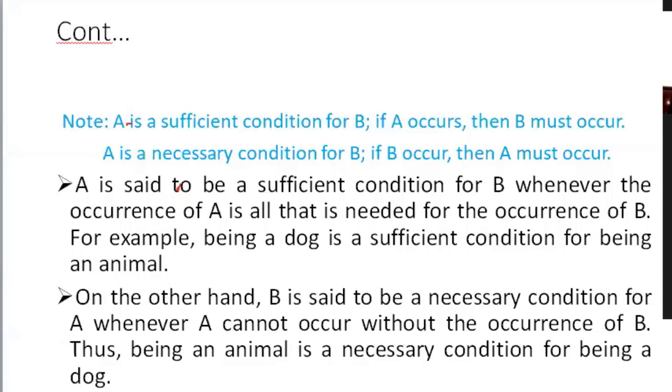If A occurs, then B must occur. So A is all that is needed. Without the occurrence of A, B cannot occur. For example, I may say that being a dog is a sufficient condition for being an animal. If we say that dog is A and B is animal, being a dog is all that is needed for the occurrence of being an animal.